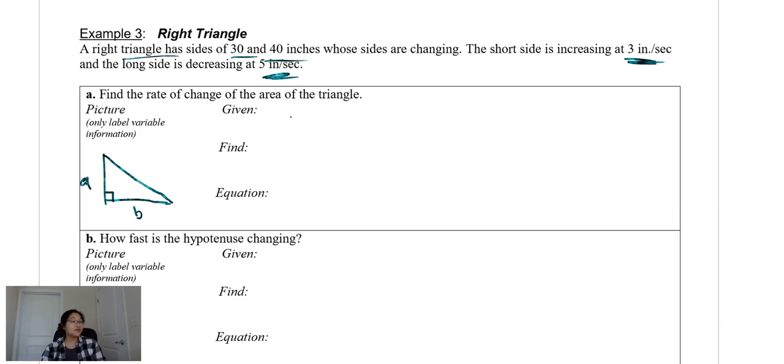Okay, so we're given dA/dt is increasing, so it's positive 3 inches per second. And dB/dt, the long side is decreasing, negative 5 inches per second. Please look up Rate of Math Cat. This is all the purrs that I'm giving. Okay, so we need to find the rate of change of the area of the triangle.